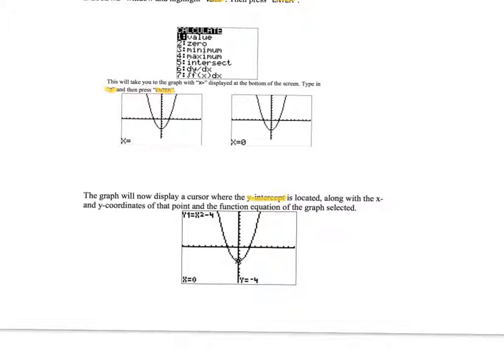So in this example, you can see in that graph x equals 0 and y equals negative 4, so the y-intercept is negative 4. And that makes sense because the y-intercept is when x equals 0 and again where the graph crosses the y-axis.